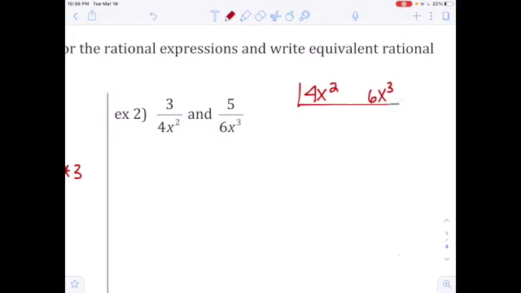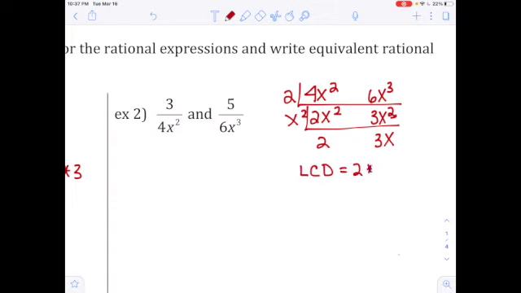And if you do the L thing, you can say I can take out 2. That gives me 2x squared. I can take out 2. That's 3x squared. And I can also still take out x squared, and that's going to give me 2, and this is going to be 3x. So the lowest common denominator is going to be 2 times x squared times 2 times 3x.